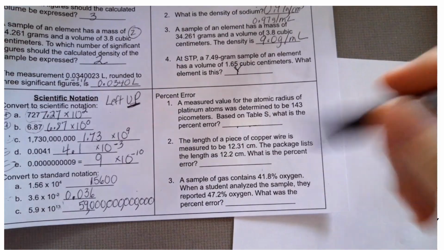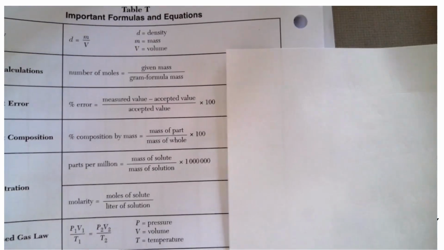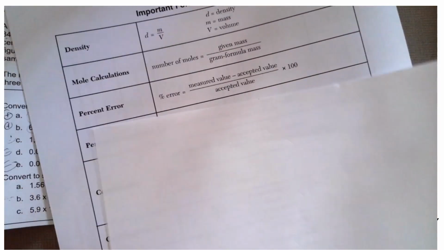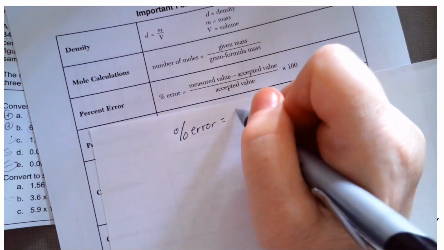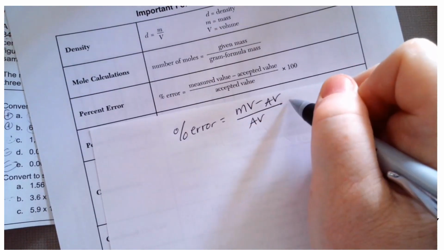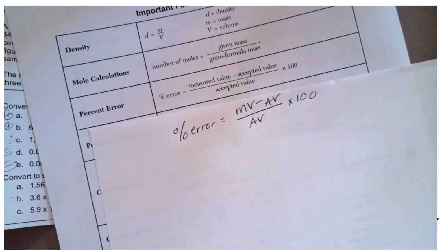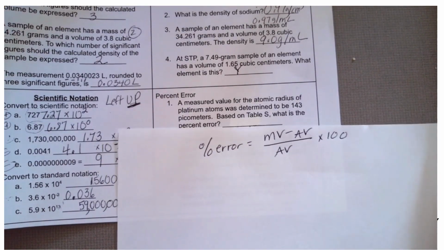All right, now we're going to look at percent error, which luckily we have a formula for on your reference table. I'm going to write it in kind of shorthand, so watch what I'm going to do. Percent error equals measured value minus accepted value divided by accepted value times 100. So kind of just in shorthand, okay? And then I'm going to look at this very first question.